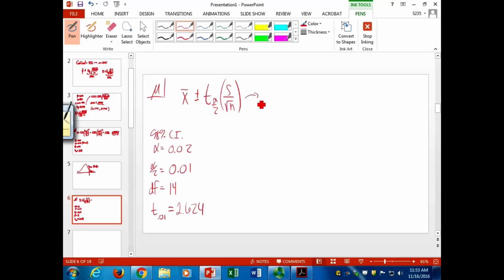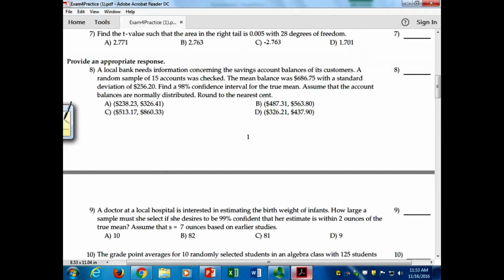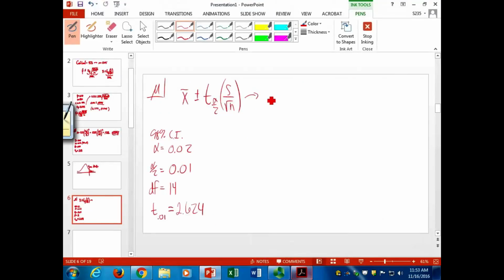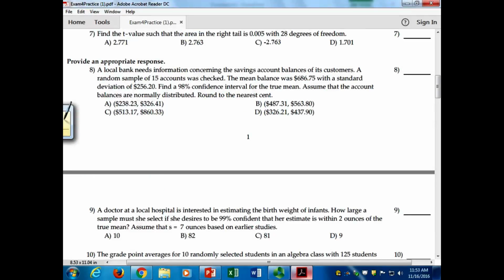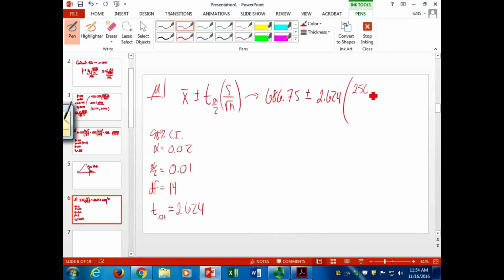Now I've got everything I need. Our sample mean was 686.75, our t multiplier is 2.624, our sample standard deviation is 256.20, and we sampled 15 people. So we're just dropping everything in where it belongs. The hardest part about a t interval is finding the t value. Once you've got that, it's just plug and chug. The degrees of freedom is just one less than the total number. Yep, it's always one less.